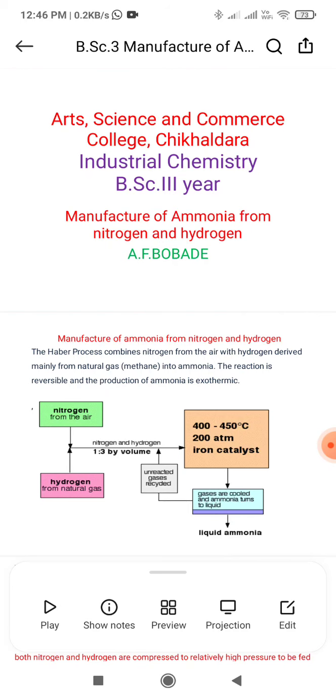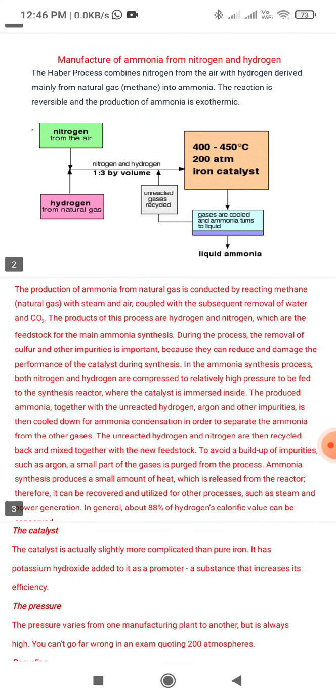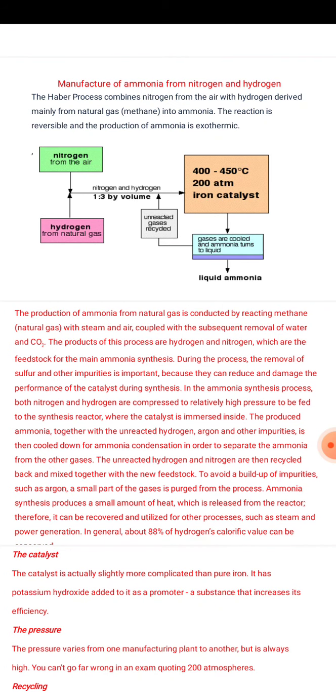The production of ammonia from natural gas is conducted by reacting methane, that is natural gas, with steam and air, coupled with the subsequent removal of water and carbon dioxide. The products of this process are hydrogen and nitrogen, which are the feedstock for the main ammonia synthesis. During the process, the removal of sulfur and other impurities is important, because they can reduce and damage the performance of the catalyst during the synthesis.